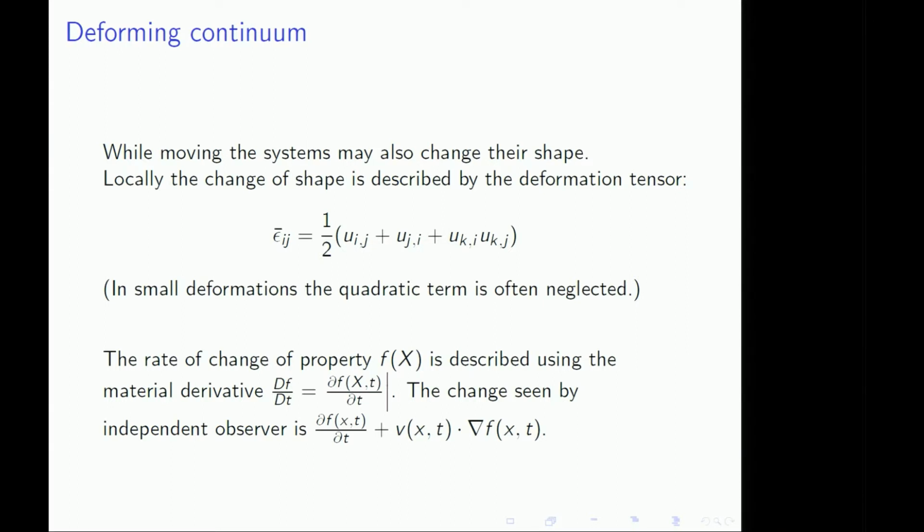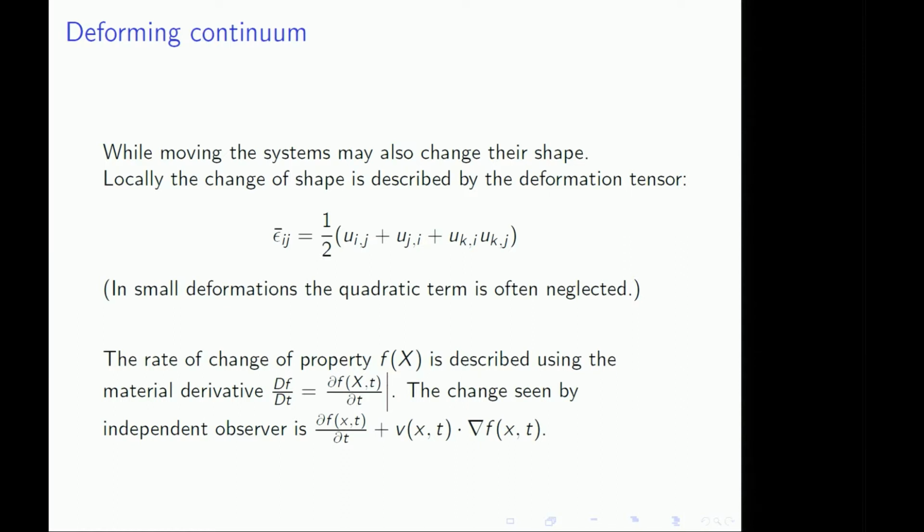What can be seen easily from the deformation tensor is that if the displacement is continuous in spatial dimensions, so all the material points move with the same velocity or move the same distance, the body is moving as a rigid body, then the deformation is zero.